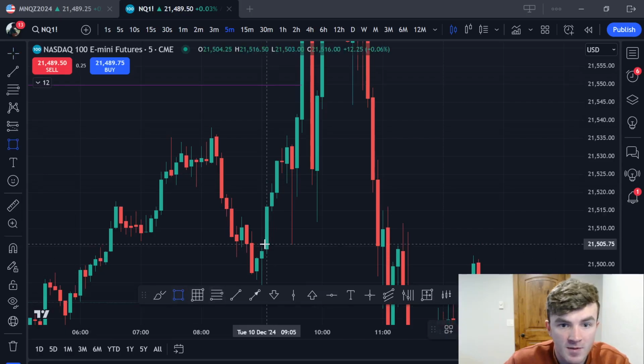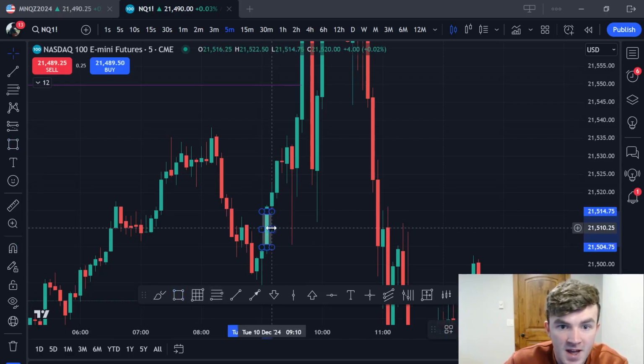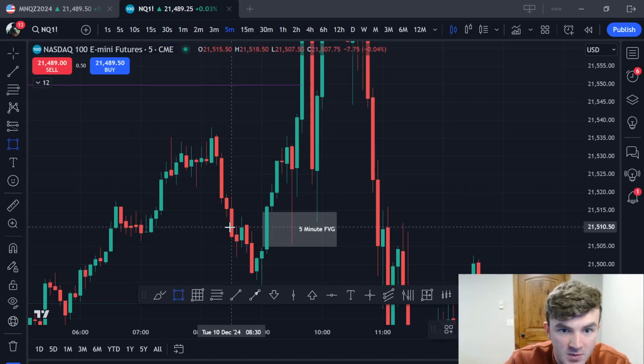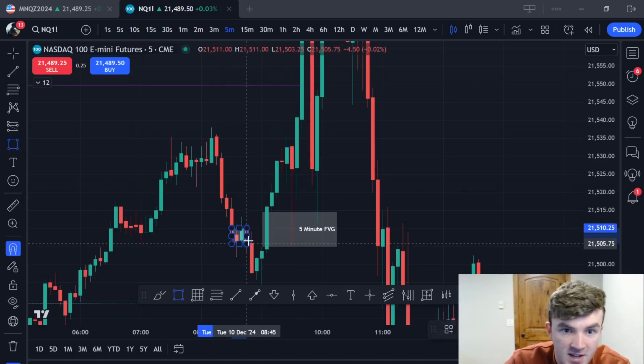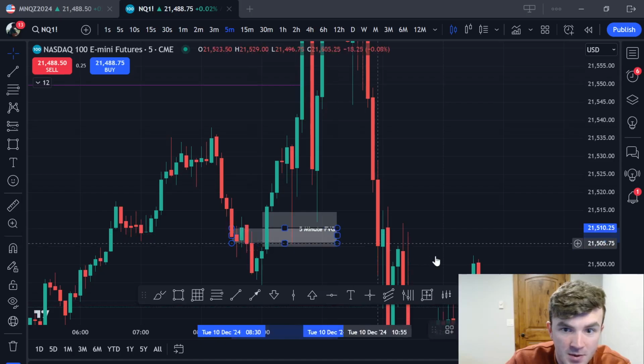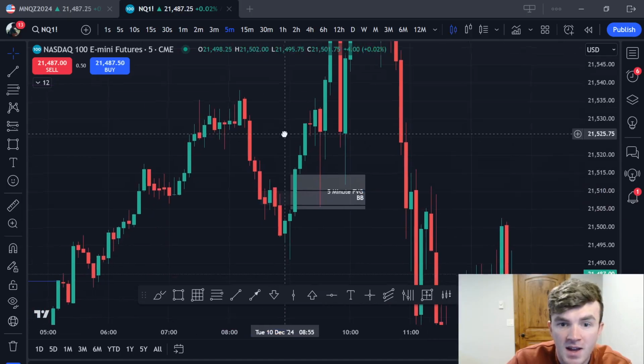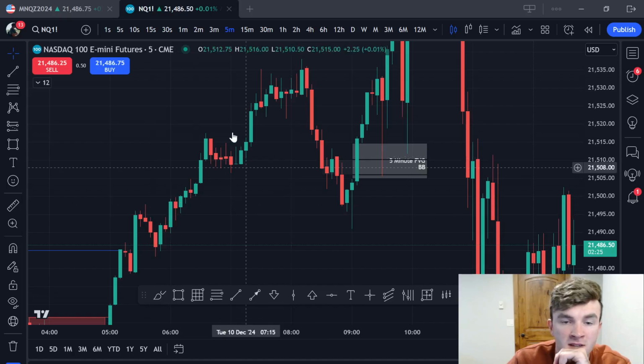Delivering from this 5-minute fair value gap, and not only that, but we're delivering from this breaker block as well. And this is actually a trade on its own. Let's pull that up real quick from Ash Trades.